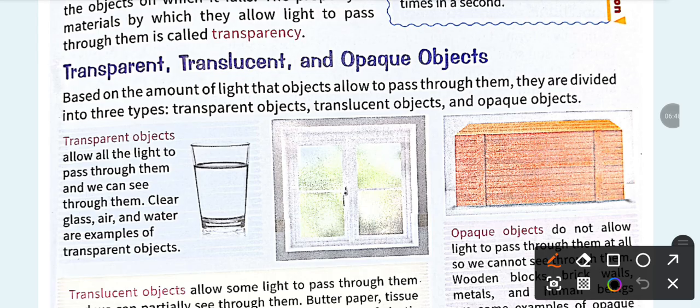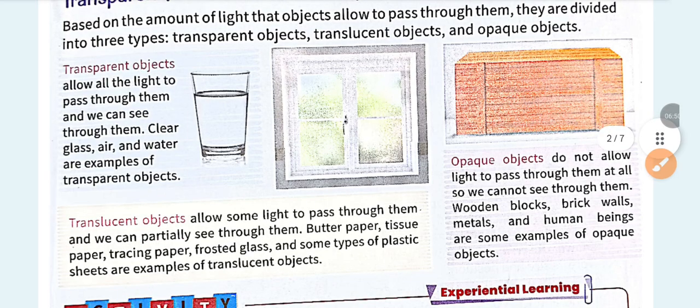They allow some light to pass through them and we can partially see through them, like butter paper, tissue paper, tracing paper, and frosted glass. And there are some types of plastic sheets as well, which can be counted in translucent objects because the view through them is a bit blurry. That's why they are known as translucent objects, and we cannot see through them clearly. We can see partially through them.